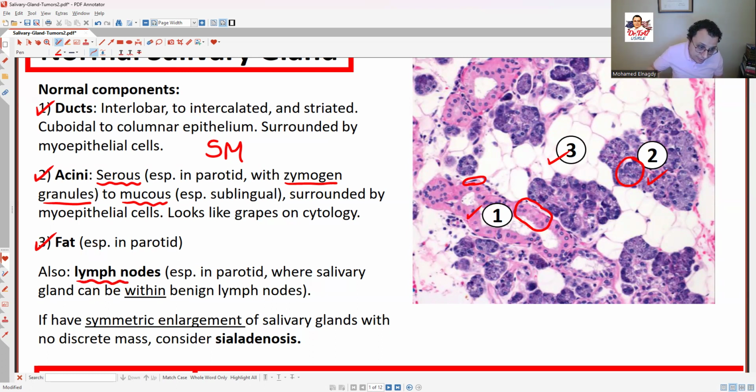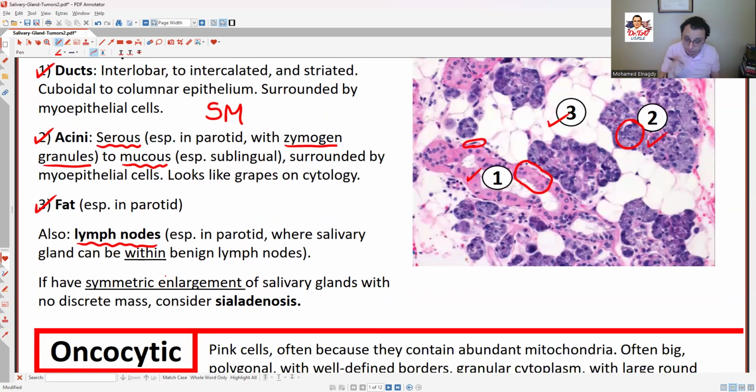Also, you might see some lymph nodes. Sometimes there are associated lymph nodes or intrasalivary gland lymph nodes, which might exist inside the salivary gland itself, especially in the parotid gland. The gland itself may be within a benign lymph node tissue, and you might see benign lymph node tissue here or there, or even inside the glandular tissue itself. So be prepared if you see some lymphoid follicles here and there in a salivary gland. That's fairly normal, especially if the lymph node architecture looks normal.